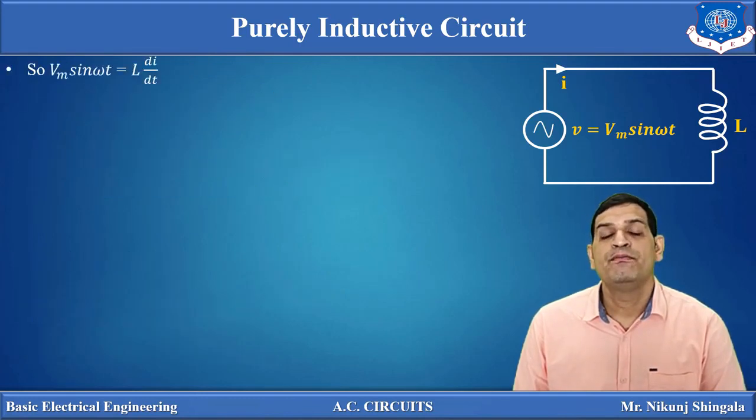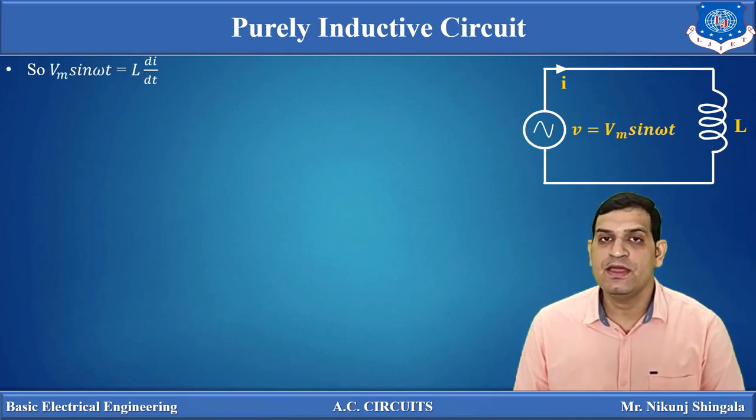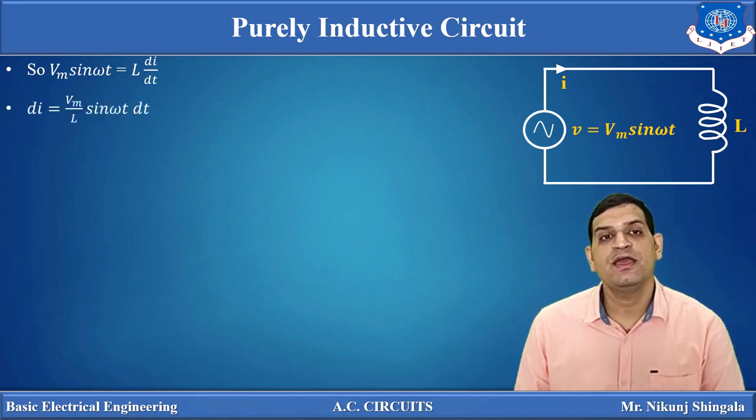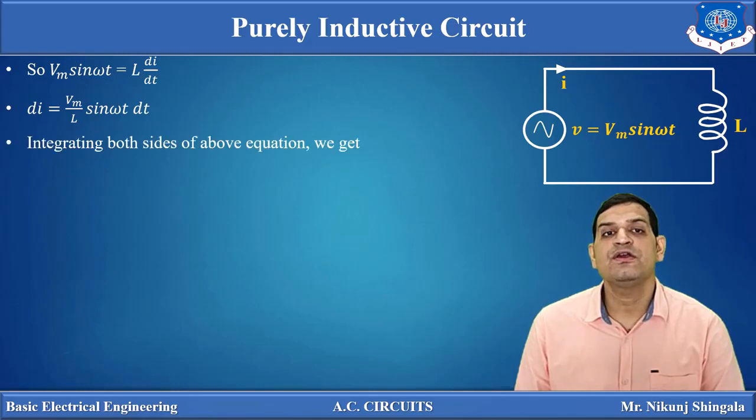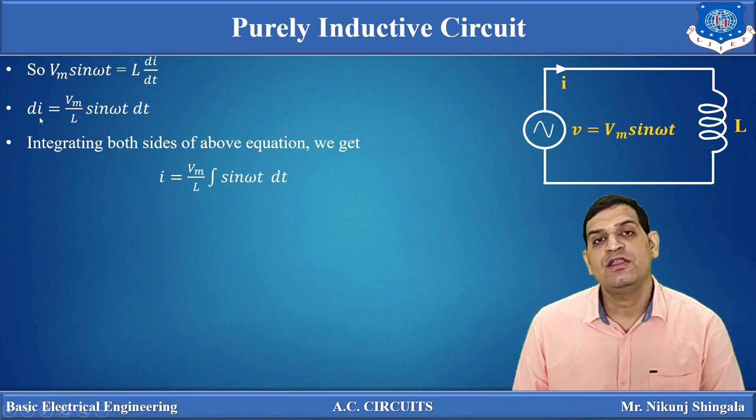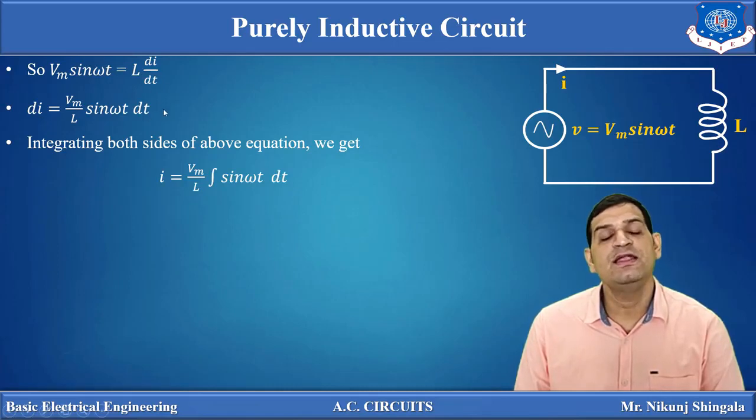Now putting the value of V, V is equal to Vm sin omega t is equal to L di by dt. Now making di the subject, we can write di is equal to Vm divided by L into sin omega t into dt. Now taking integration on both sides, the integration of di is nothing but i. So the left hand side integration is done with respect to current, and the right hand side integration is done with respect to time. So i is equal to Vm divided by L integration of sin omega t dt.